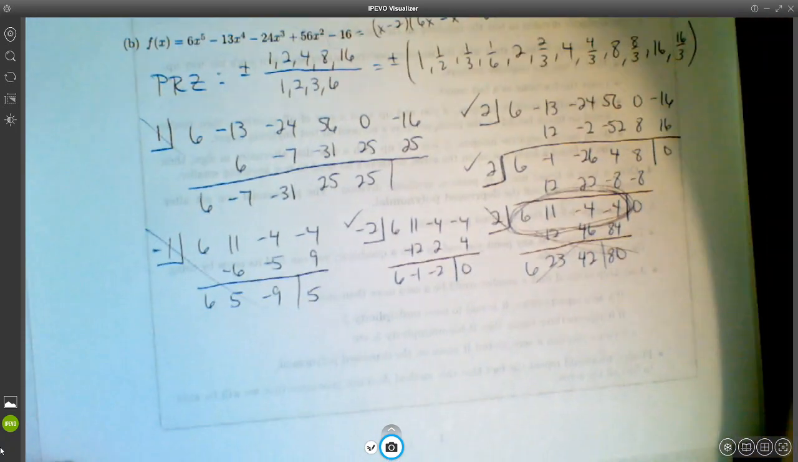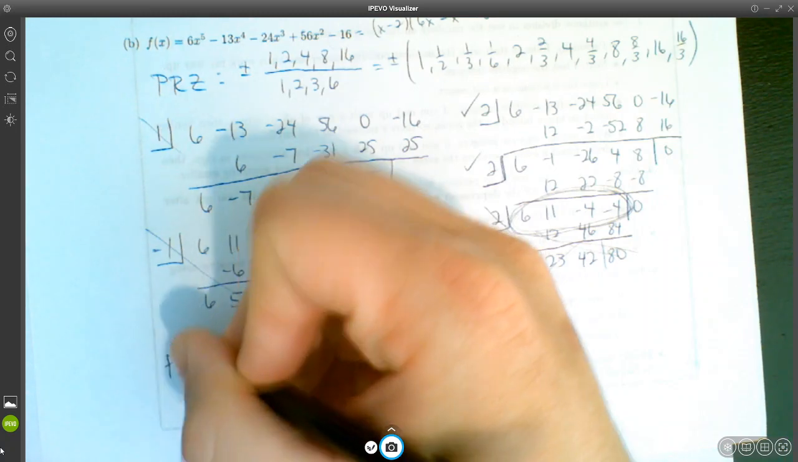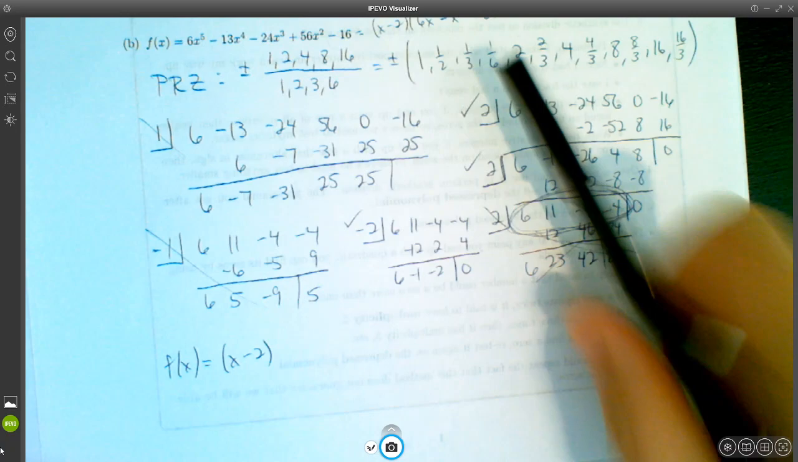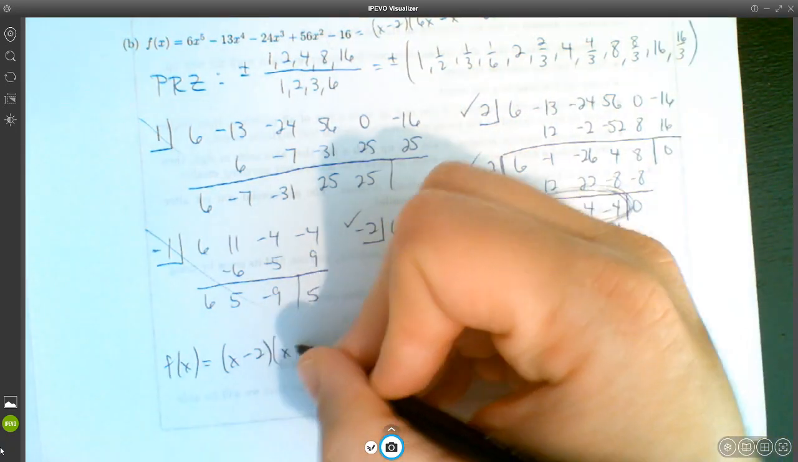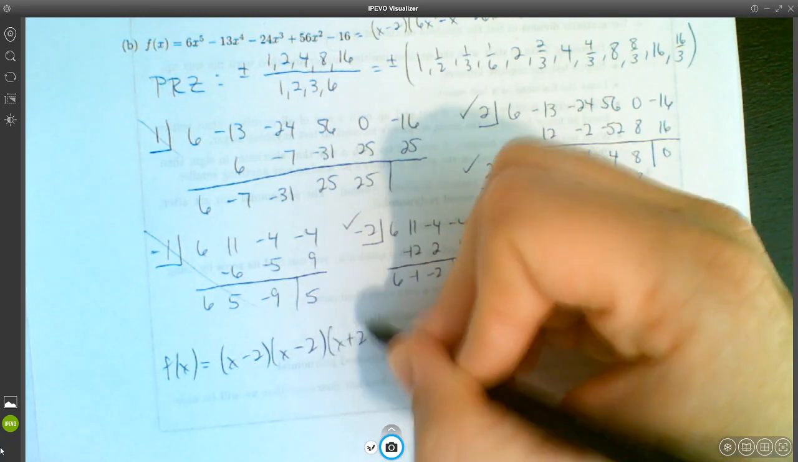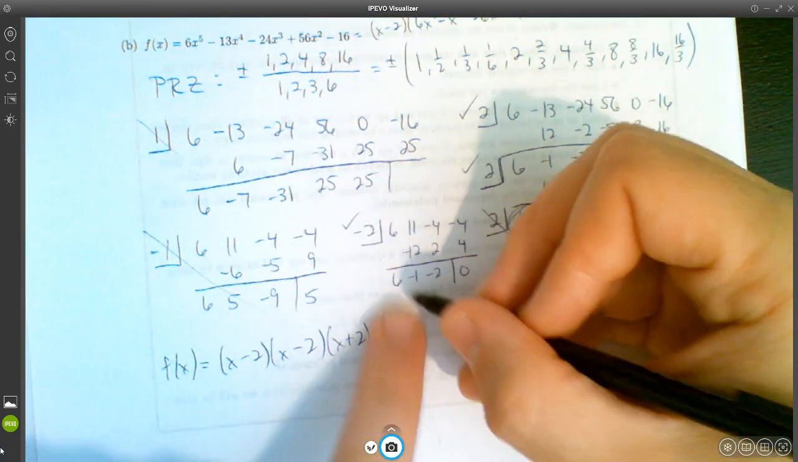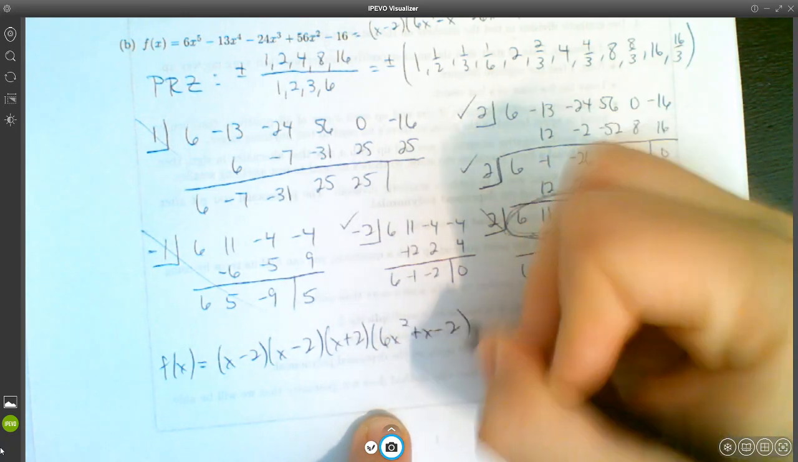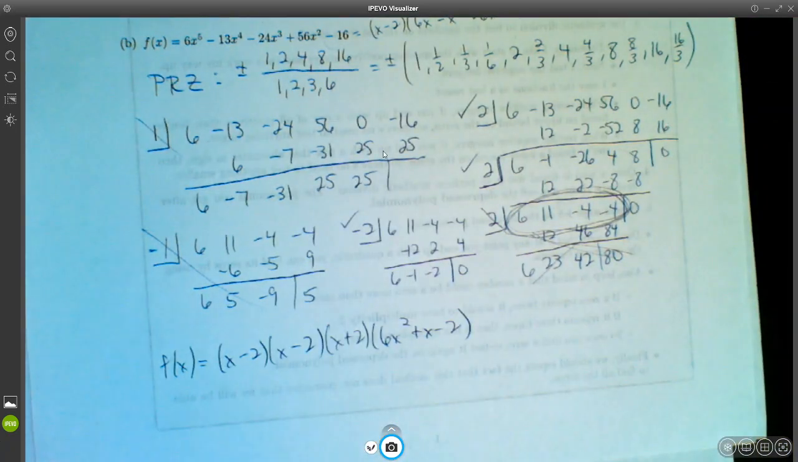All right, so what do we know? We know that f of x is x minus 2 times x minus 2, right? We had those 2 zeros, and then an x plus 2 here, and then a 6x squared plus x minus 2 left over. Okay, so I'm going to finish this.